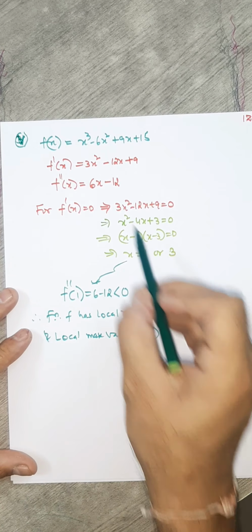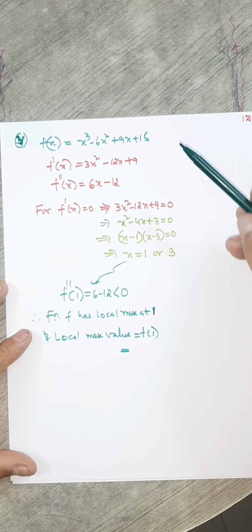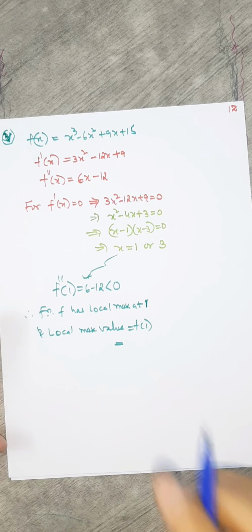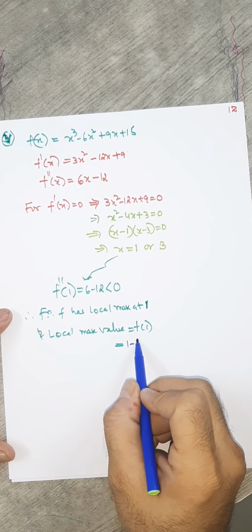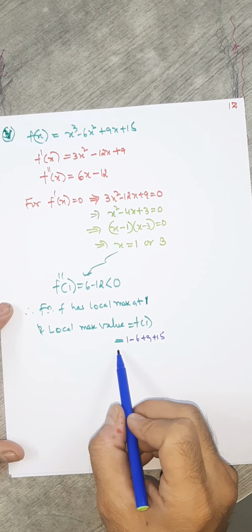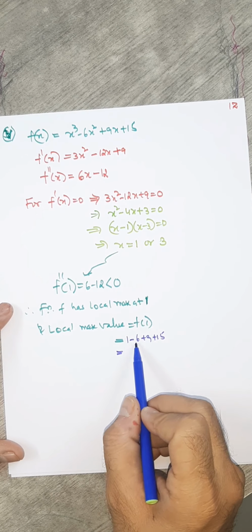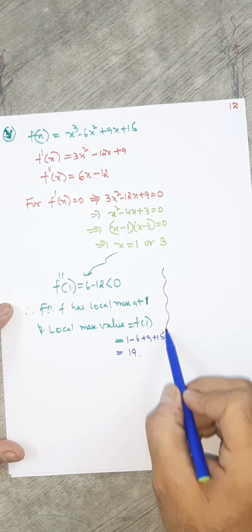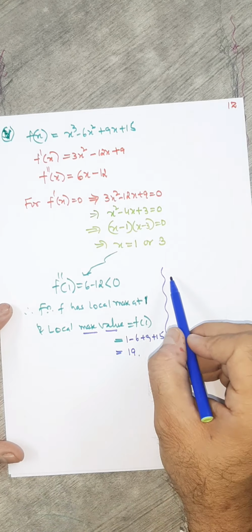And what is that? Put 1 in the function. So if I put 1 in the function here, it will be 1 minus 6 plus 9 plus 15. So it would be how much? 19. That's the value. Okay. So the local maximum value equals 19.